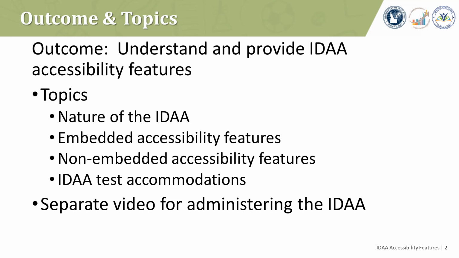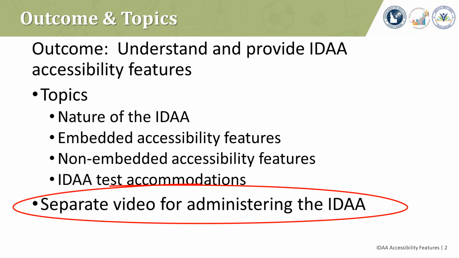As you will see, several of the accessibility features available on the Idaho Alternate Assessment are different from those available on the ISAT. Some of the Idaho Alternate Assessment accessibility features are available as universal tools, while the same accessibility features are considered accommodations on the ISAT. I will cover the embedded and non-embedded accessibility features separately, then finish with the two Idaho Alternate Assessment accommodations. There is a separate training video dedicated to administering the Idaho Alternate Assessment.